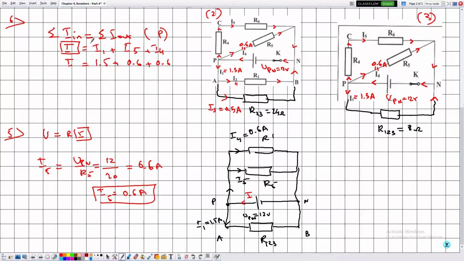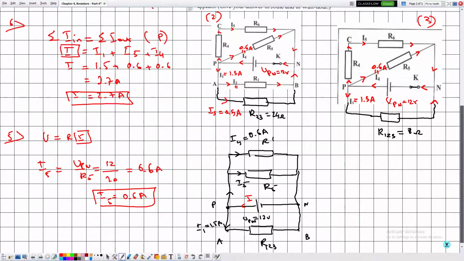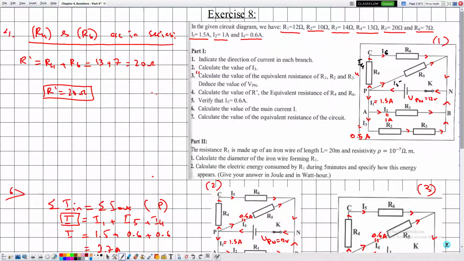Okay, so in this case, 1.2 plus 1.5 is equal to 2.7 amperes. So I is equal to 2.7 amperes. Now after we have determined everything, we can refer back to the initial circuit, and here we can safely say that the main current in the circuit is given by 2.7 amperes, and the value of I5 is given by 0.6 amperes, and these currents are equal to 0.6 amperes, and because they are in series, they have the same current.